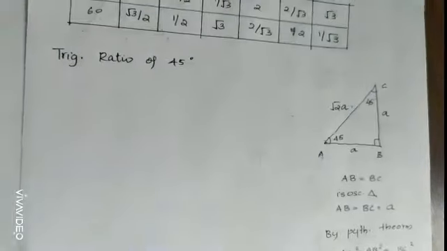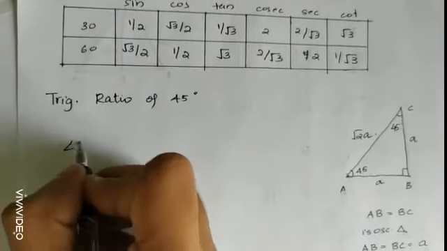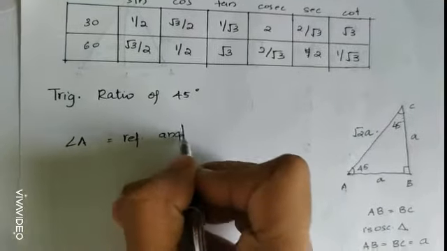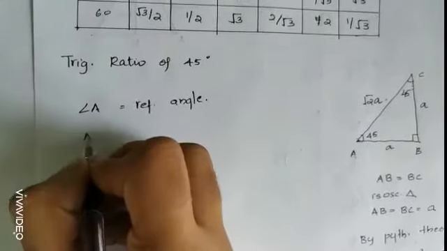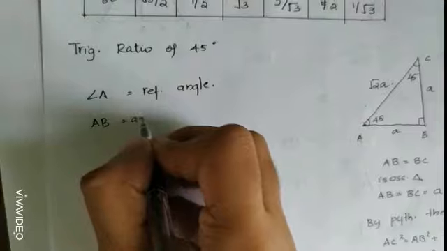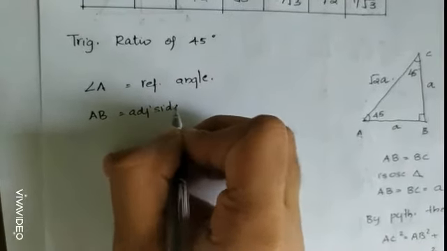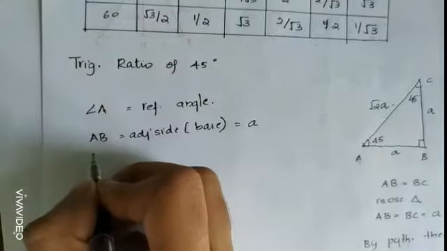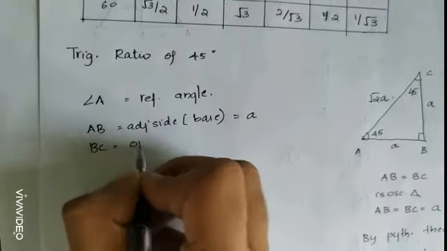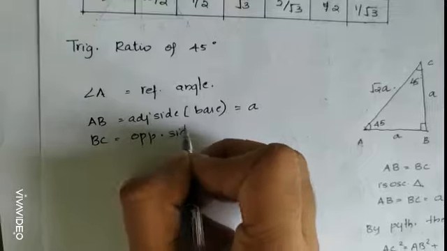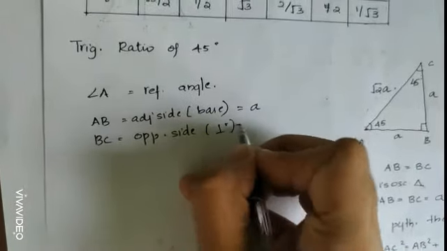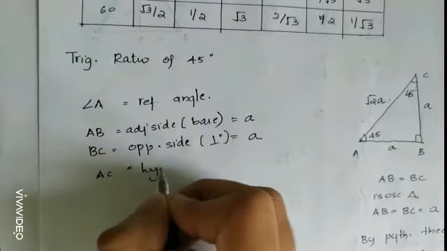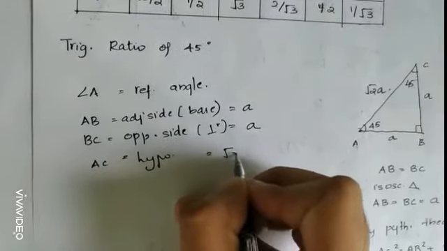Considering any one angle, let us consider angle A. Let angle A be the reference angle. With the reference angle, AB is the adjacent side, that is the base, equal to A, and BC is the opposite side, that is the perpendicular side, equal to A, and AC is the hypotenuse, equal to root 2A.